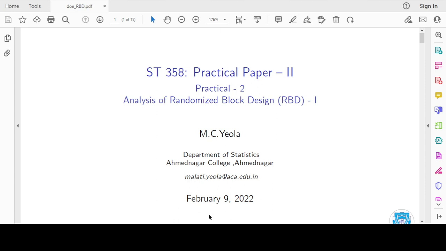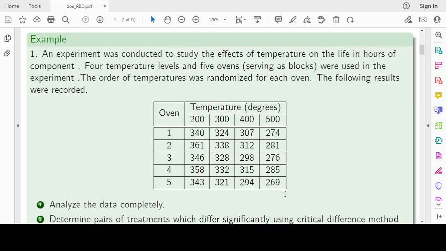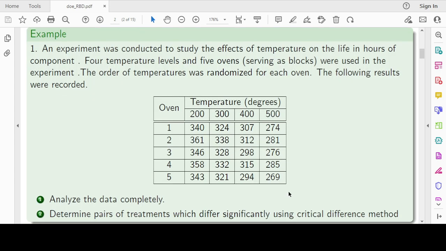This is practical number 2, analysis of randomized block design, RBD. In this first example, an experiment was conducted to study the effects of temperature on the life in hours of a component. 4 temperature levels and 5 ovens. Ovens are serving as blocks.